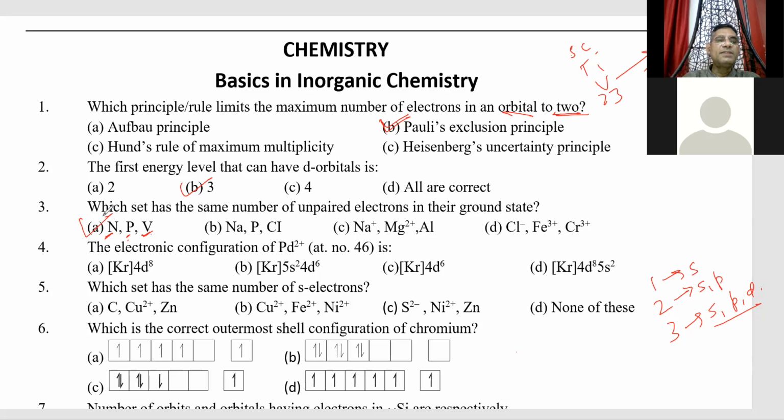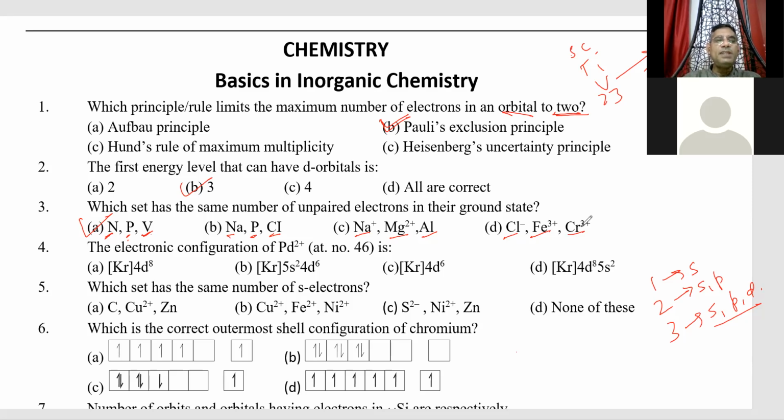In the first option, sodium has 1 unpaired, phosphorus has 3 unpaired, and Cl has 1 unpaired. So Na and Cl have the same number, but phosphorus has 3. Here Na+ has 0, Mg2+ has 0, and Al has 1 unpaired electron. Cl- has 0, Fe3+ has 5 unpaired electrons, and Cr3+ has 2 unpaired electrons. So it is A only which has the same number of unpaired electrons.